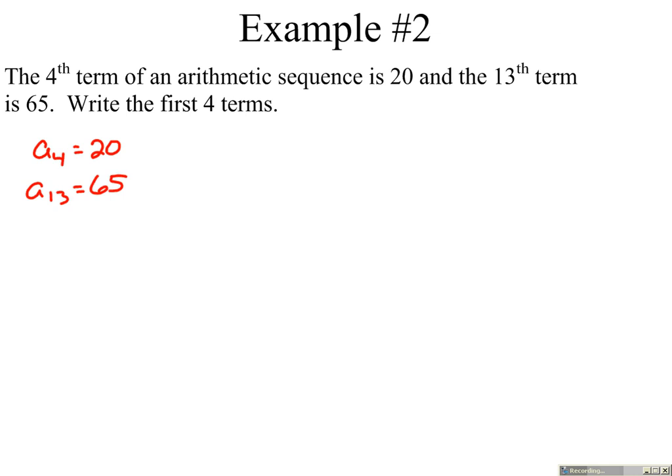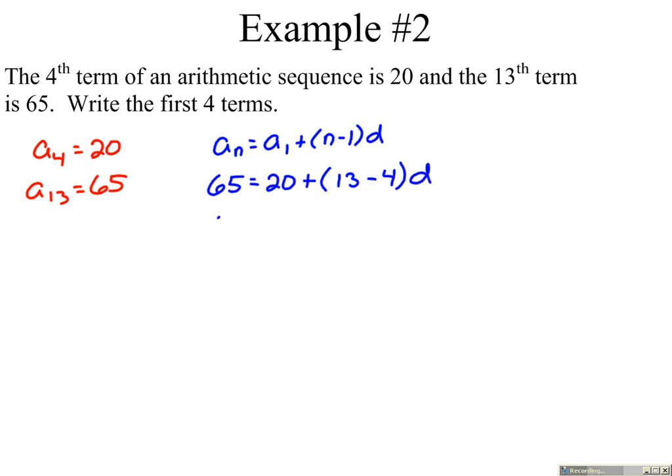Well, in order to do that, we need to know what our common difference is. So let's go to our formula. A of n equals a of 1 plus n minus 1 times d. Plug in the higher term number that you know. In other words, we know the 13th term. We can put that in right here. We know the fourth term. We can put that in right here, but now this isn't going to be n minus 1. It's going to be this term number, which is term 13, minus this term number, which is term 4.